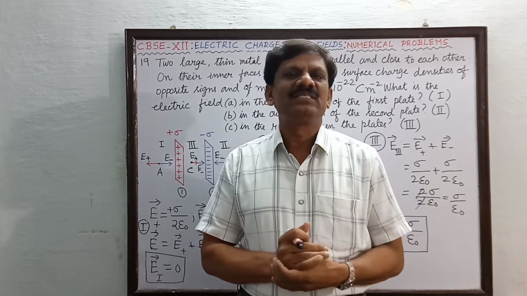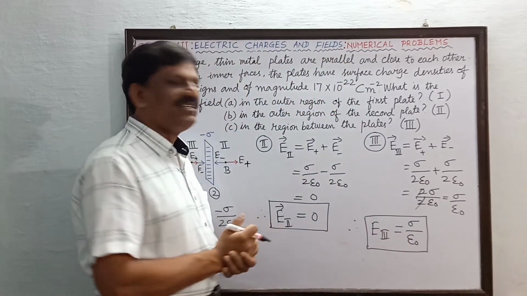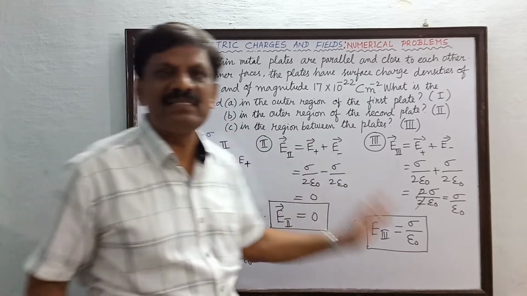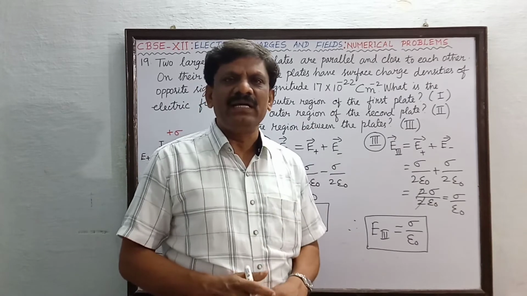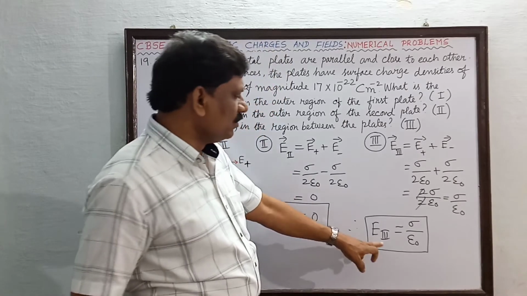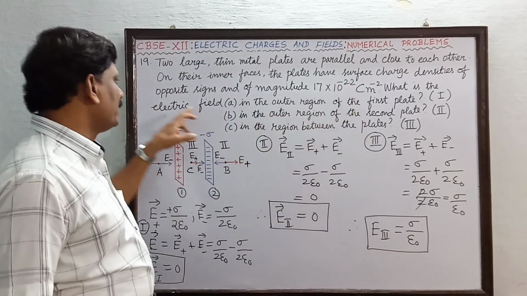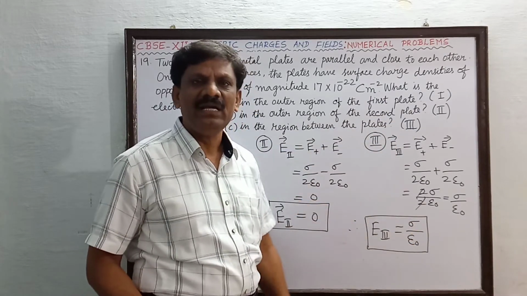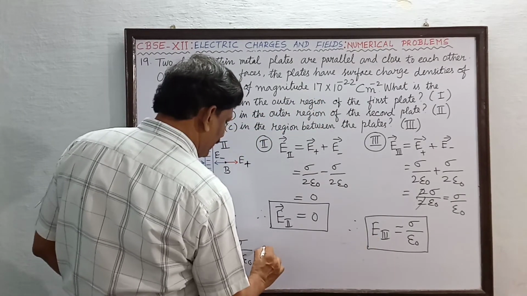Understand? So my dear students, in this arrangement of two infinitely large charged metal sheets, there is no electric field on the outer regions of the first plate as well as the second plate. And certainly there will be an electric field at any point in the region between the two plates only. Okay students, now this is the net electric field's magnitude that is asked here. So what is the electric field in the region between the two plates by substituting the values of sigma and epsilon naught? Already the value of sigma is given here.